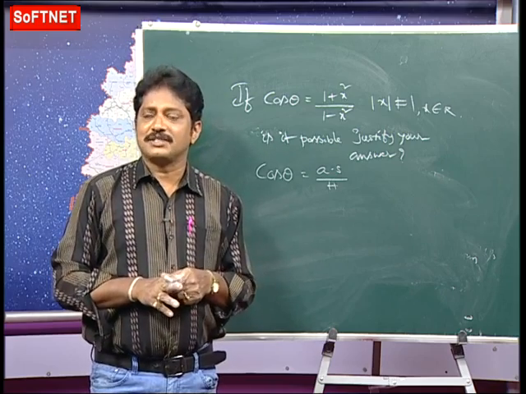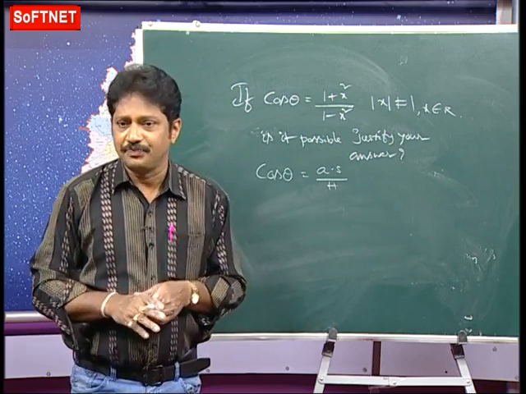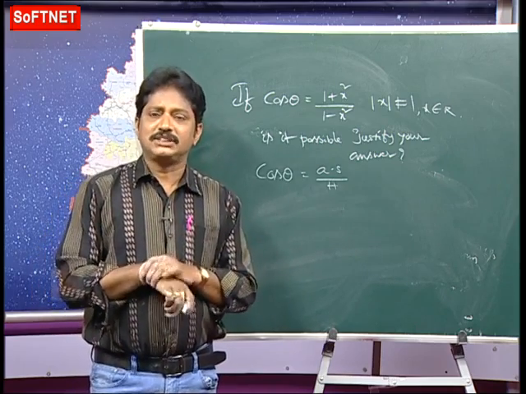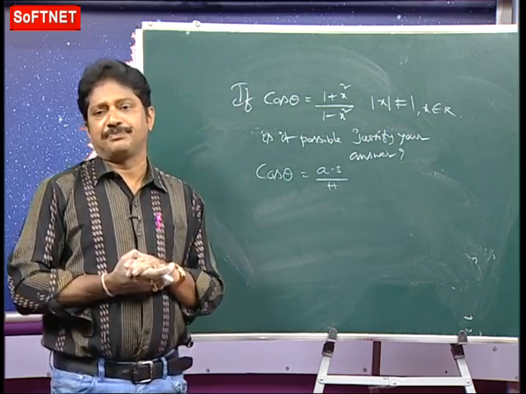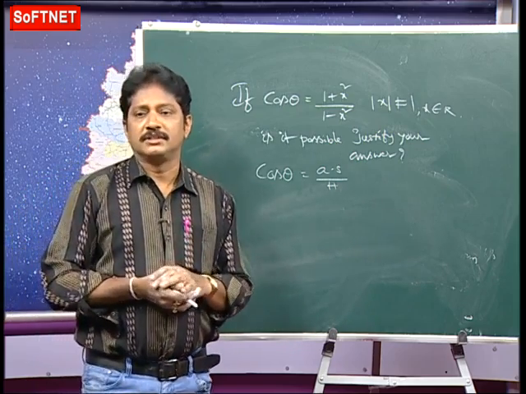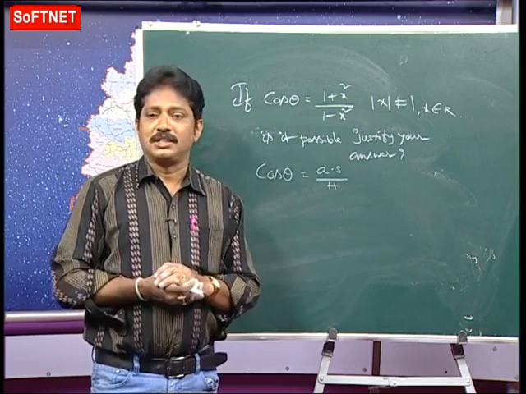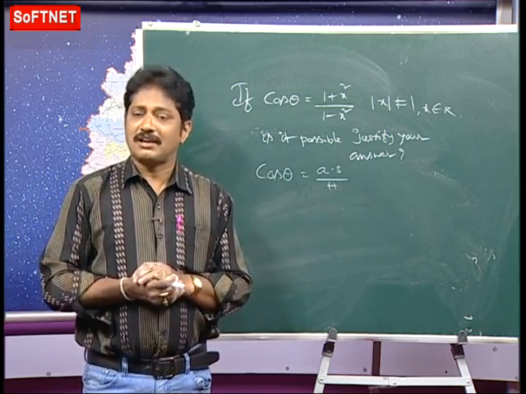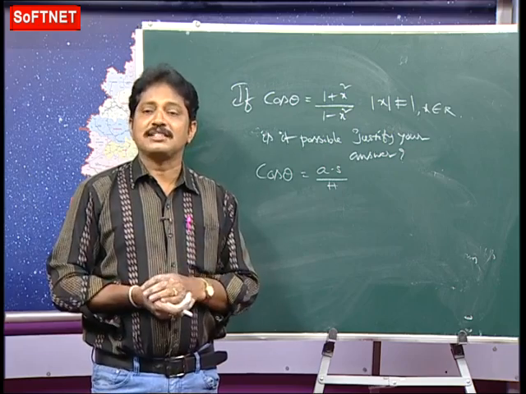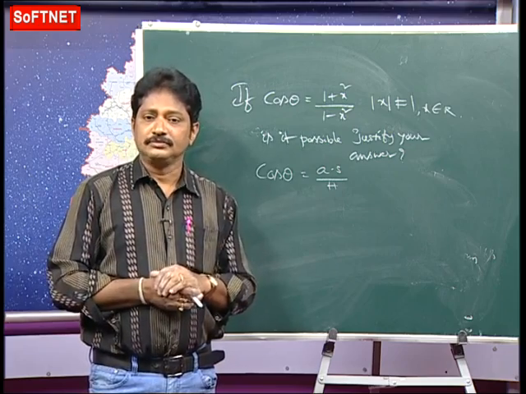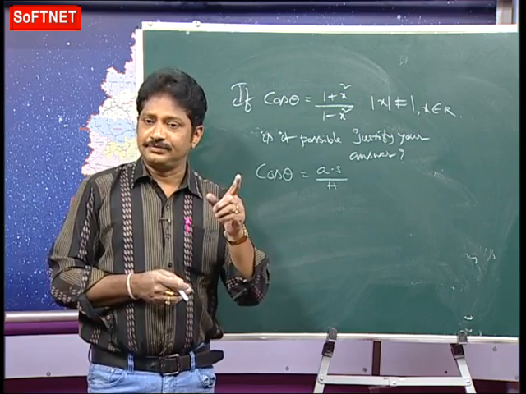You can say it in another way also. So 1 plus x square by 1 minus x square, you are saying is cos theta. Just recall the values of theta. Cos 0 is 1. Cos 30 is root 3 by 2. Cos 45 is 1 by root 2. Cos 60 is 1 by 2. Cos 90 is 0.